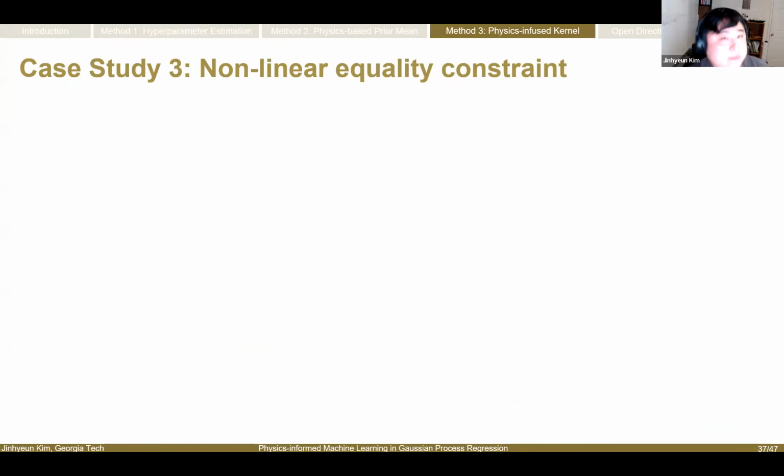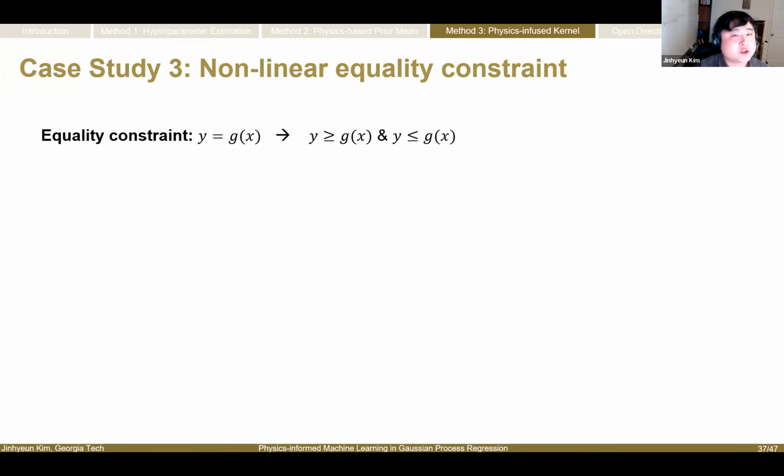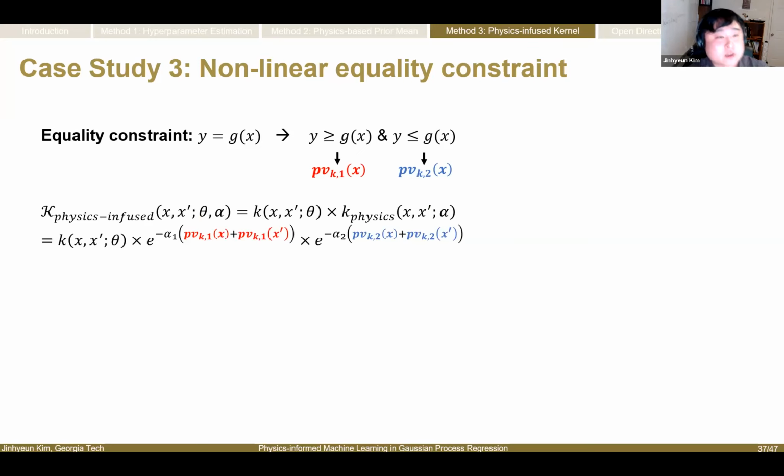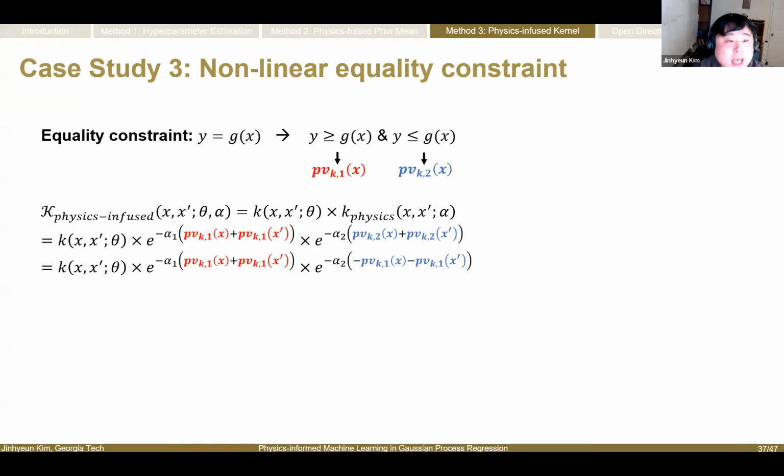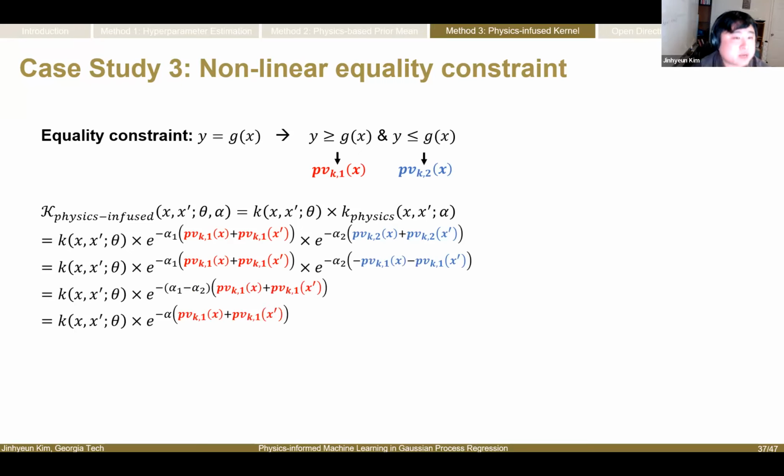We thought that it can be applicable for the equality constraint as well, because an equality constraint can be divided by two inequality constraints. We can set the physical violation function for two inequality constraints and generate the physics-infused kernel with the two hyperparameters, alpha-1, which controls the first inequality constraint, and alpha-2, which controls the second inequality constraint. Actually, PVK2 is a negative of PVK1, and they can be combined, which means that we only need to estimate the one hyperparameter, alpha.